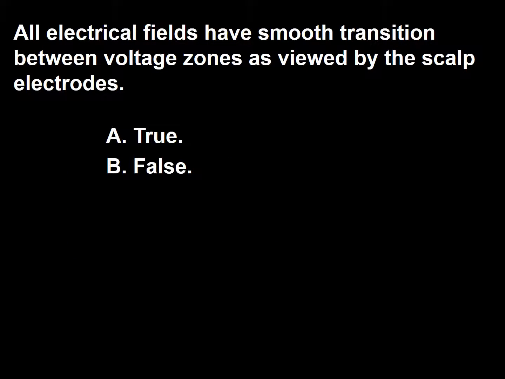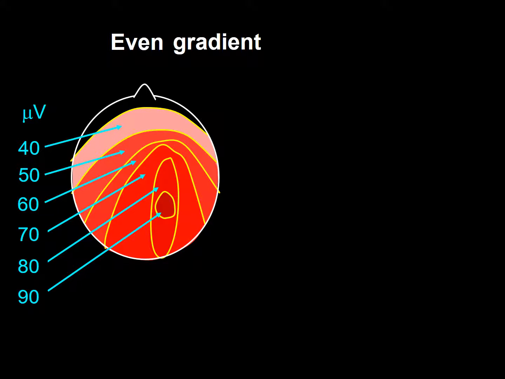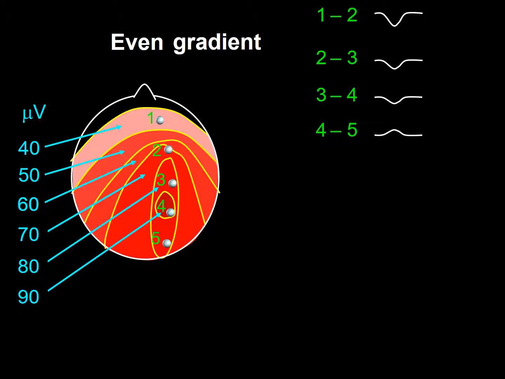Next question. All electrical fields have a smooth transition between voltage zones as viewed by the scalp electrodes. A true, B false. As depicted in this frame, most electrical fields have a smooth transition between voltage zones. Thus, if we place electrodes going from anterior to posterior and connect them as a chain, the potential created by such an electrical field will have a smooth transition from one electrode to the other.